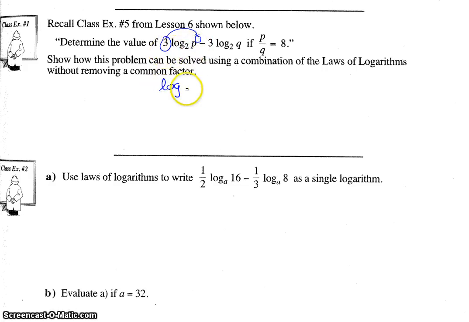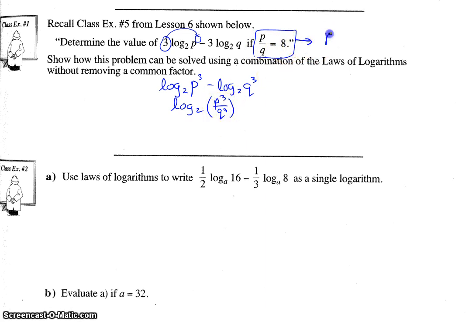So 3 log base 2 of p becomes log base 2 of p cubed. And you do the same thing with the other term, and we get that. Now we use our quotient law. We're subtracting 2 logs, so same as dividing within 1 log. Okay, now we're close, but we have p over q equals 8, and we want p cubed over q cubed.